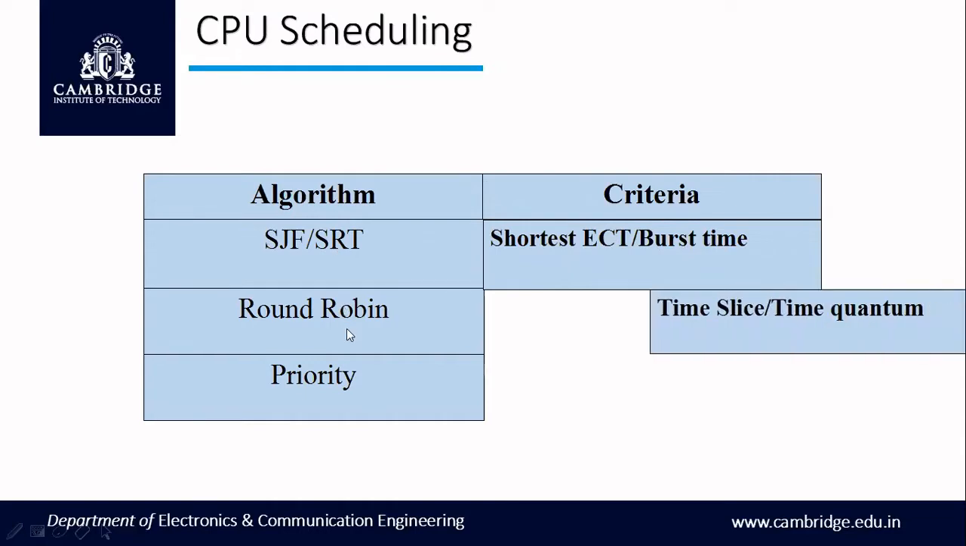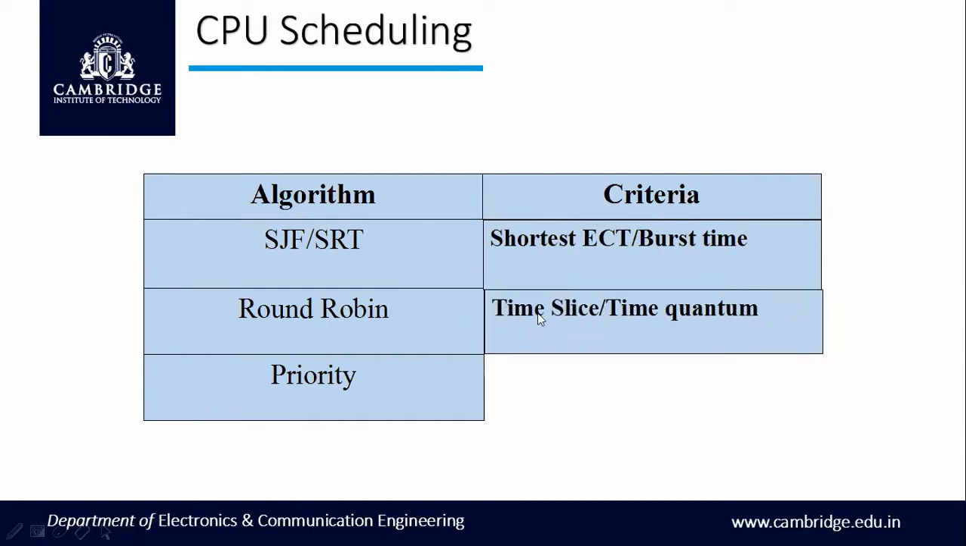In the round robin algorithm, the time slice or the time quantum period is the criterion for choosing a process from the ready queue and giving it to the running queue. And in priority based algorithms, the priority of the processes is the criterion for giving it to the CPU for execution.